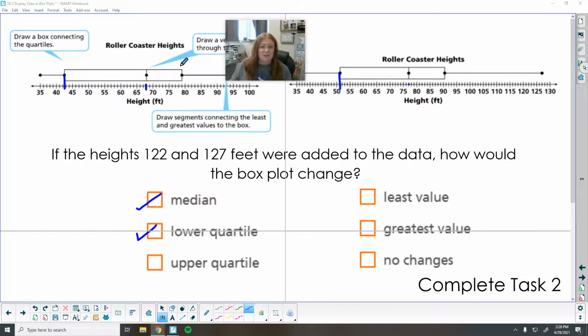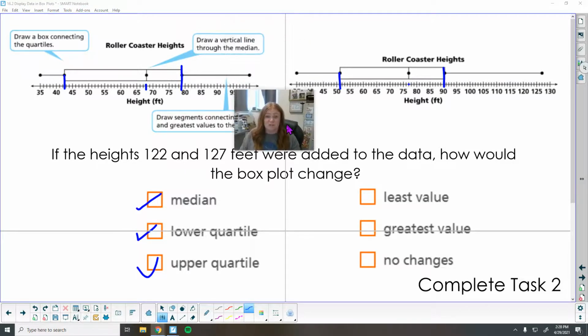It went from 79 up to 91. So that was a big jump there that it took. So it pulled everything over. If you add bigger numbers, it makes your data bigger. If you add smaller numbers, it makes your data smaller.